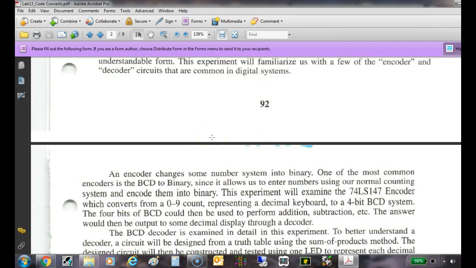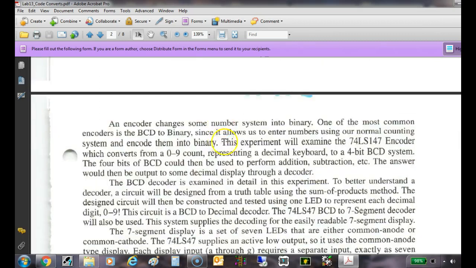First of all, we need to make sure we understand the difference between an encoder and a decoder. A decoder is a digital combinational logic circuit that takes a binary number and converts it into another numbering system or code. An encoder takes a code or another numbering system besides binary and converts it into binary. So the 74147 is an encoder. The 74LS47 is a decoder. And also the 7442 is a decoder. So we'll be looking at that.